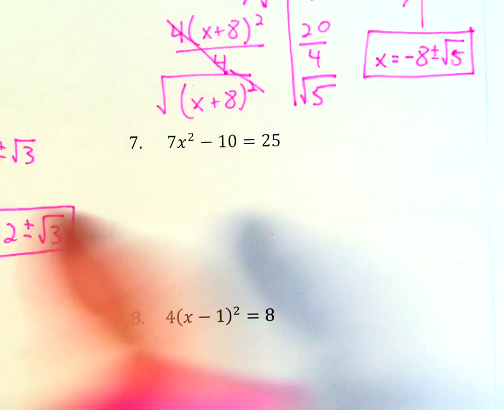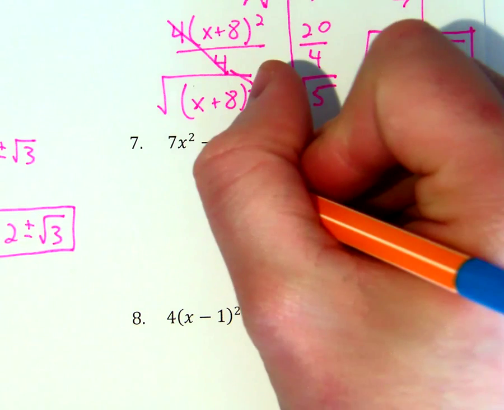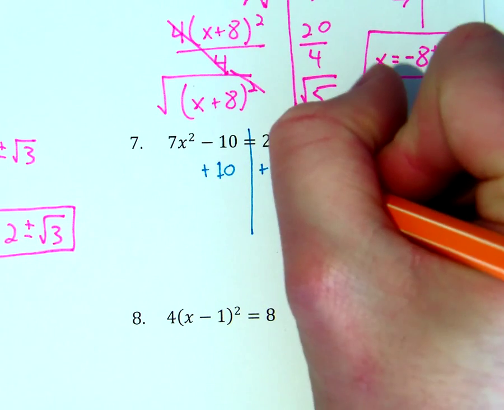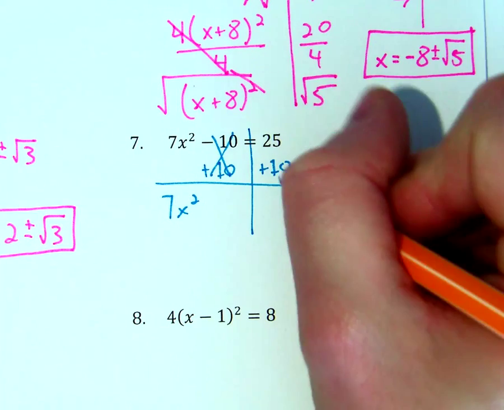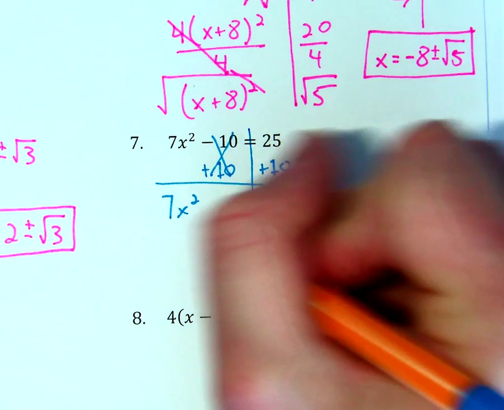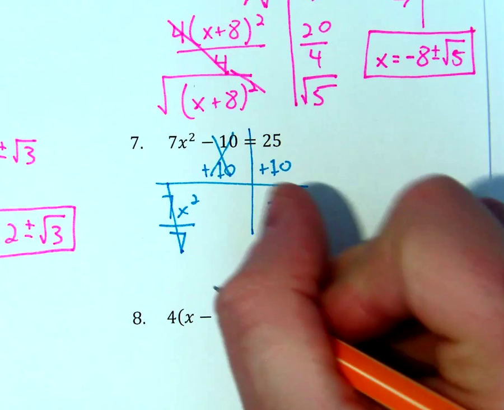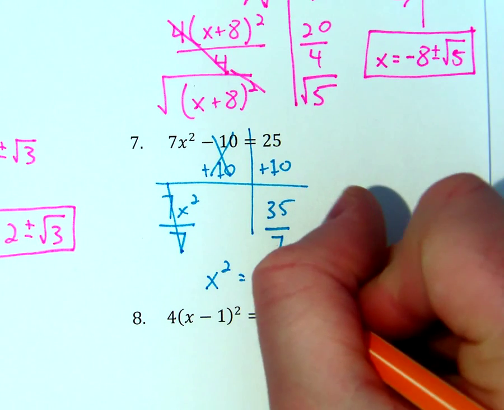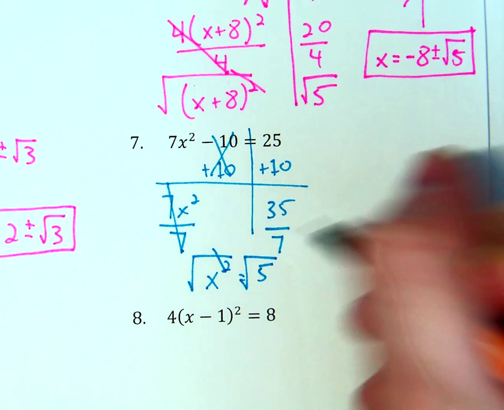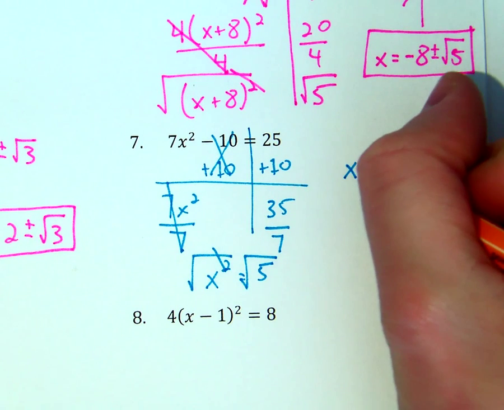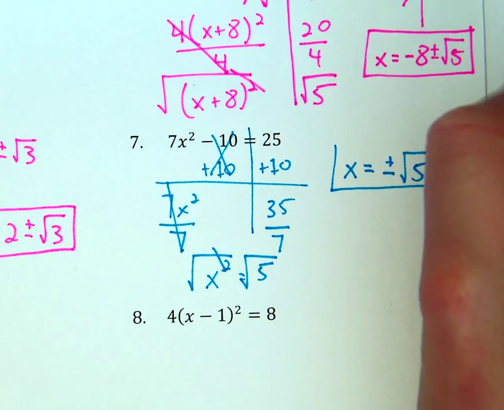Number 7. We're going to undo the minus 10 with a plus 10 and find that 7x squared equals 25 plus 10, which is 35. When we divide by 7, we'll find that x squared equals 5. In the last step, to square root both sides, we'll find that x equals plus or minus the square root of 5.